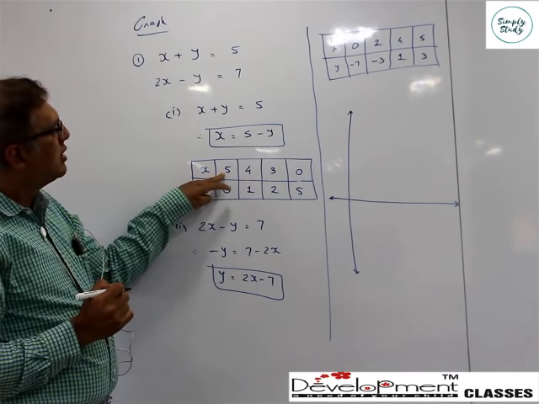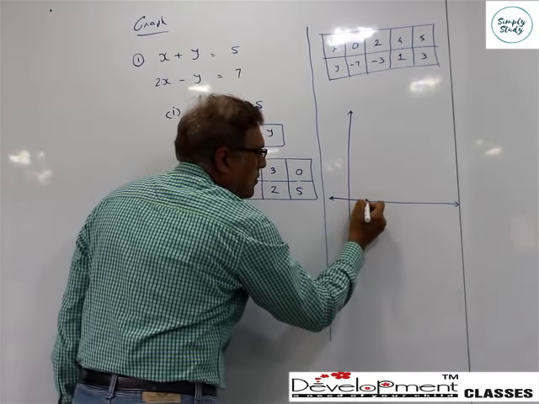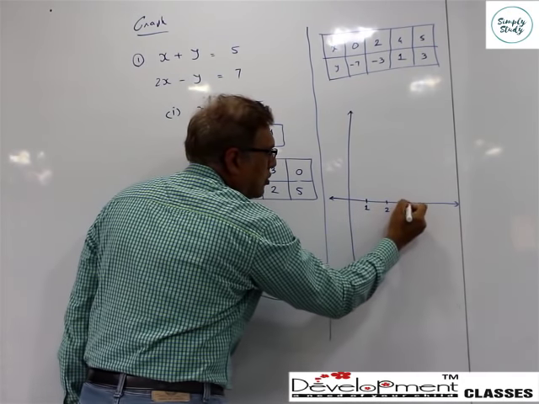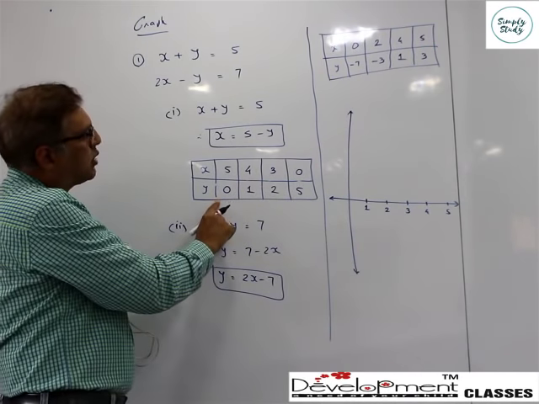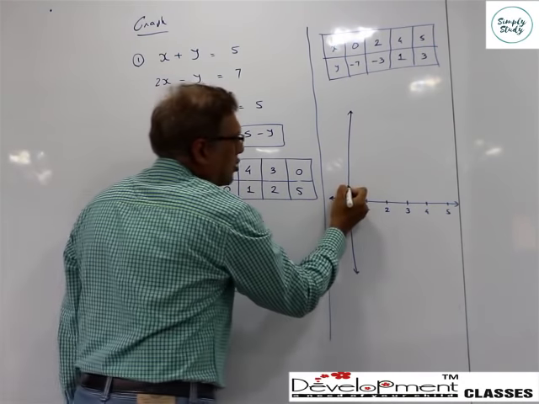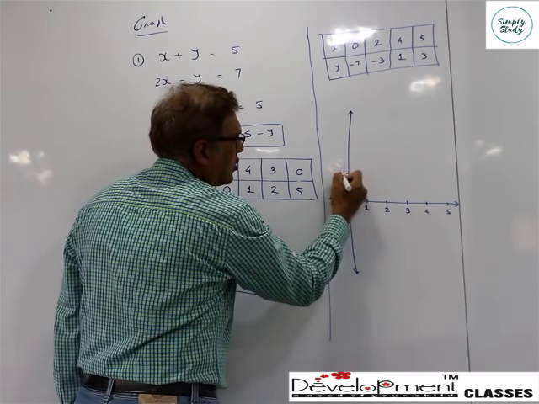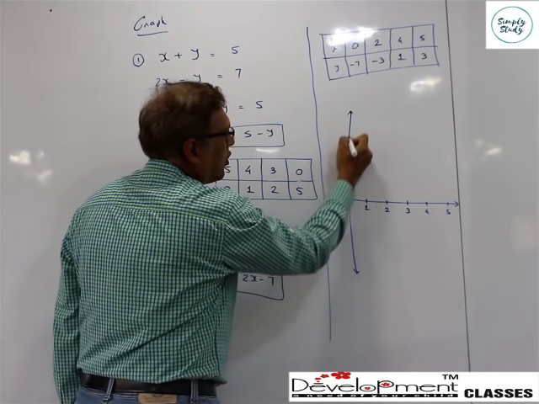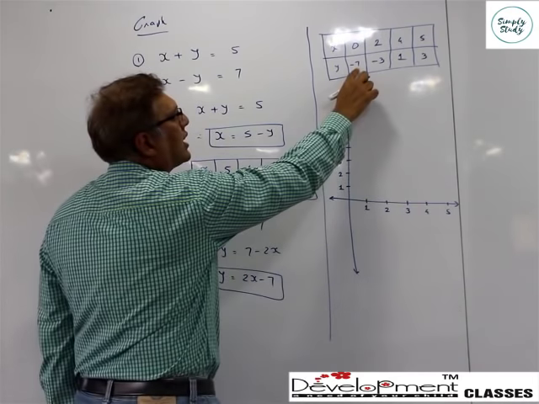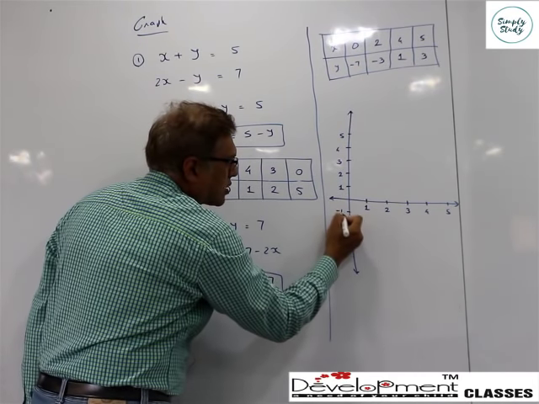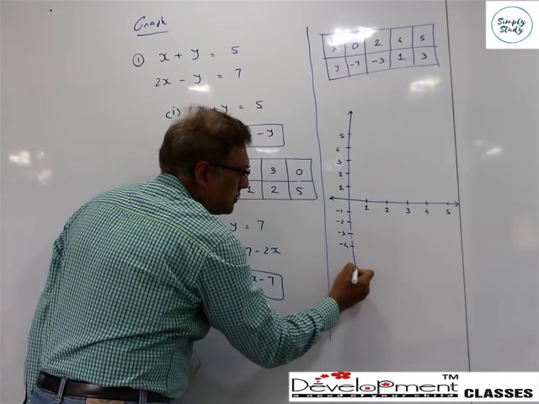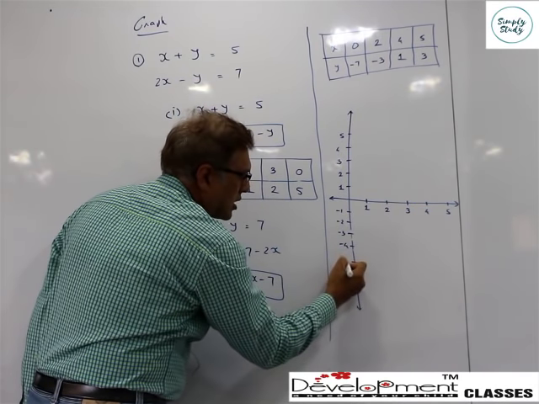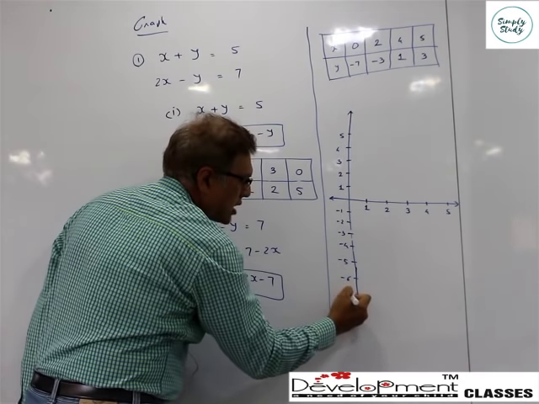Maximum you have 5, so let us go up to 5: 1, 2, 3, 4 and 5. On positive y it is up to 5, so let us go up to 5: 1, 2, 3, 4 and 5. And on the negative side it is up to minus 7, so minus 1, minus 2, minus 3, minus 4, minus 5, minus 6 and minus 7.